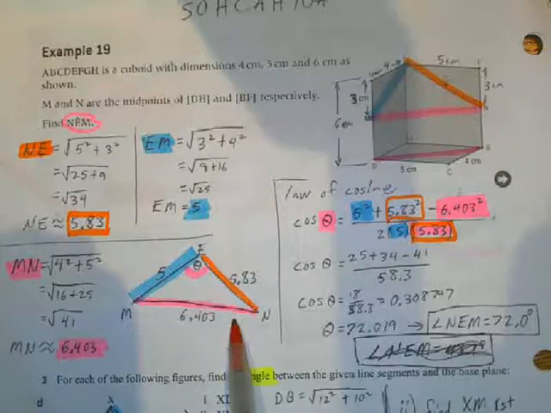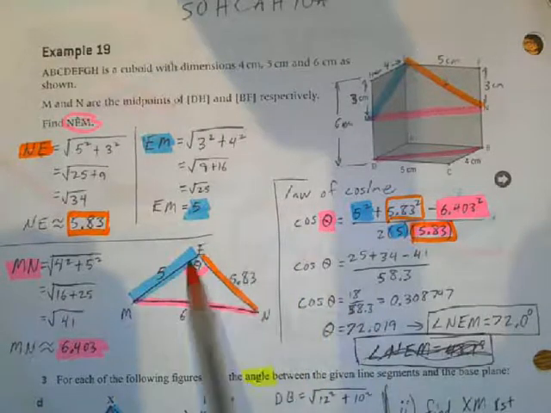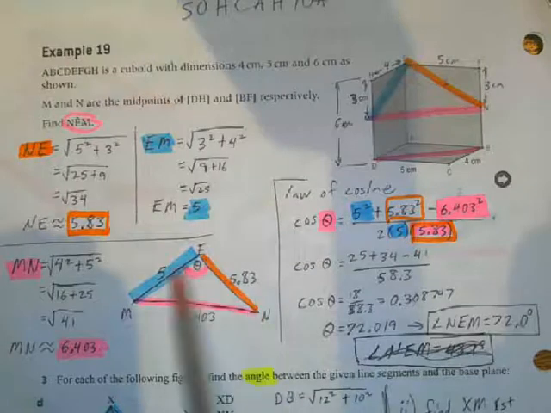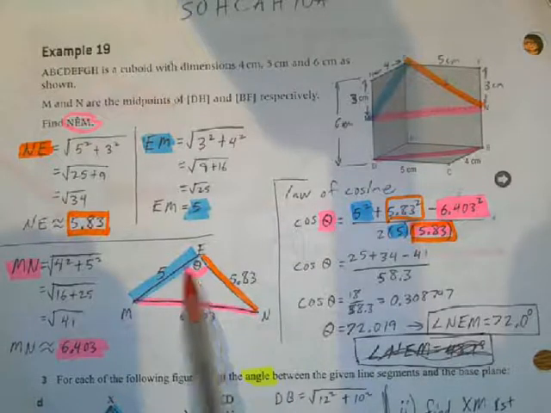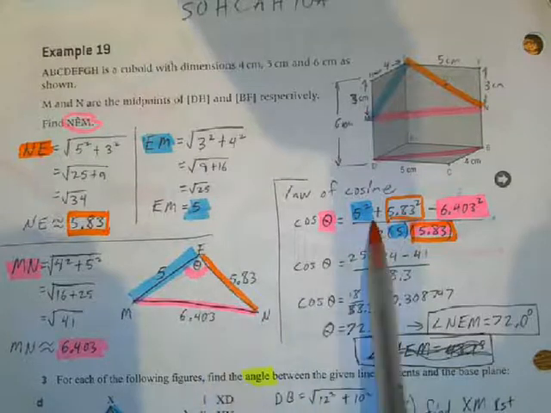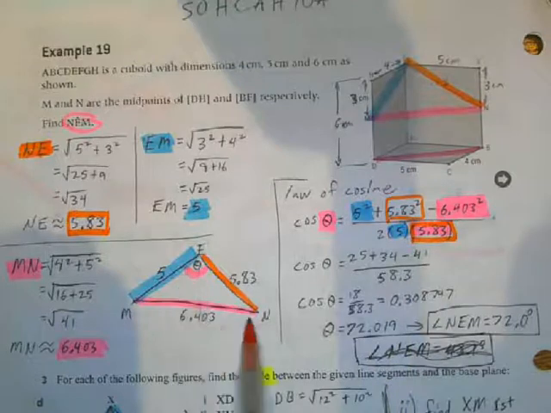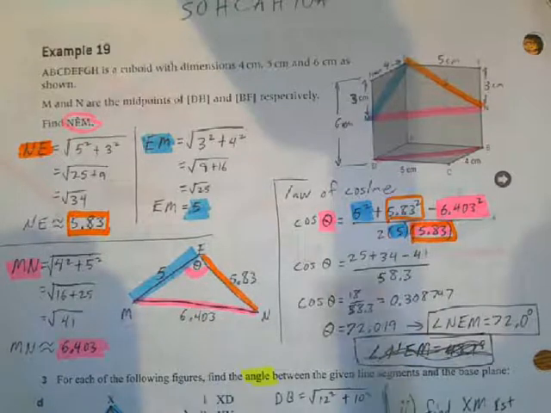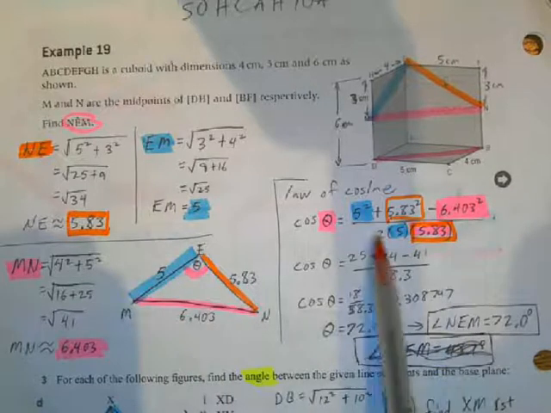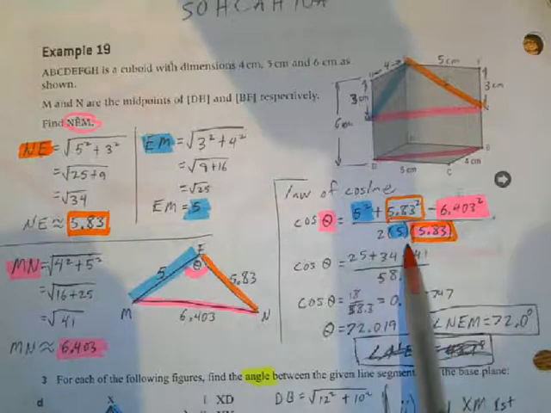So now I'm going to use the law of cosines. I'm going to take the two sides on either side of the angle, square them and add them. So 5 squared plus 5.83 squared, minus the side that's across from the angle, which is 6.403 squared, divided by 2 times the sides on either side of the angle.